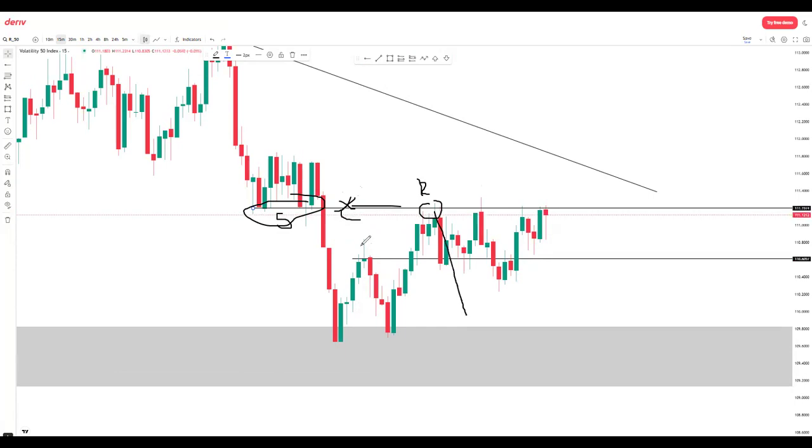No. Resistance here, it was broken. They're supposed to respect the resistance. Now the market decided to respect the resistance. It went up, it came back down, it went up to the resistance again. Now the market went down.